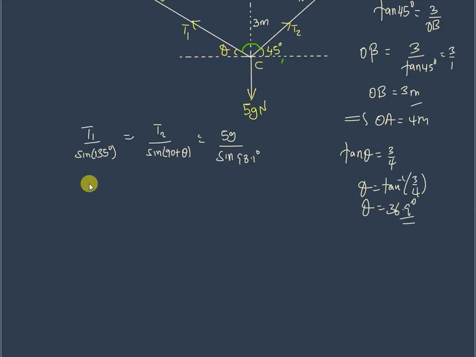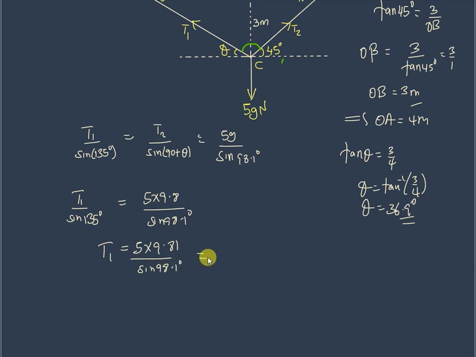So we can say that we get T1 by equating T1 and the last expression. T1 over sine of 135 degrees is equal to 5 times 9.8 divided by sine of 98.1 degrees. We find that T1 is equal to 5 times 9.8 divided by sine of 98.1 degrees. And the value of T1 you are going to get there is 35 newtons, if you write it to the nearest whole number.